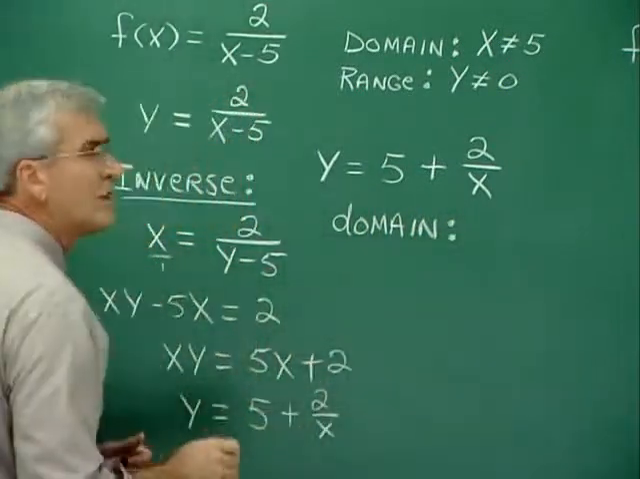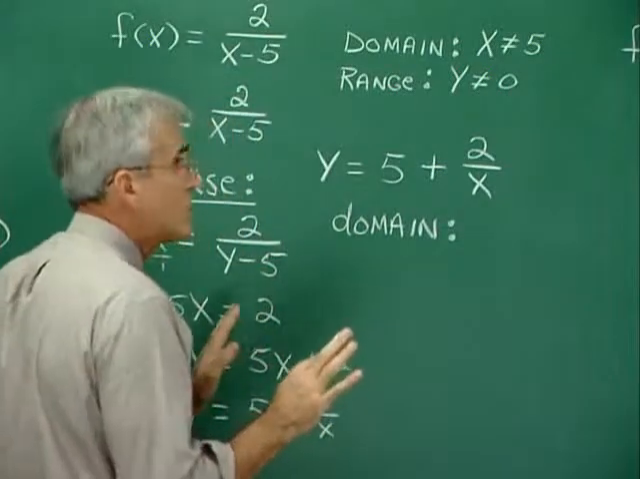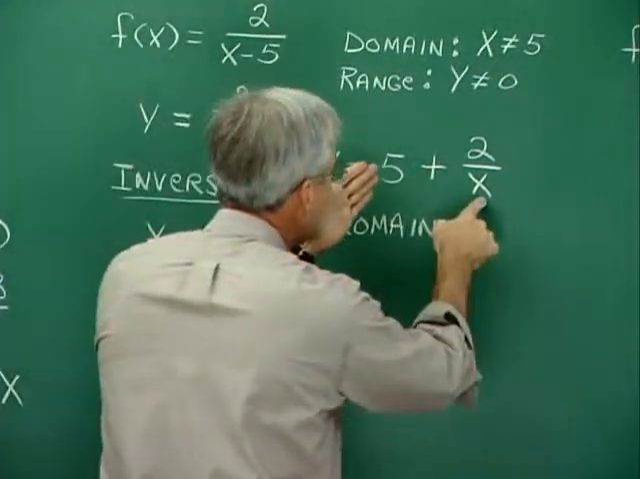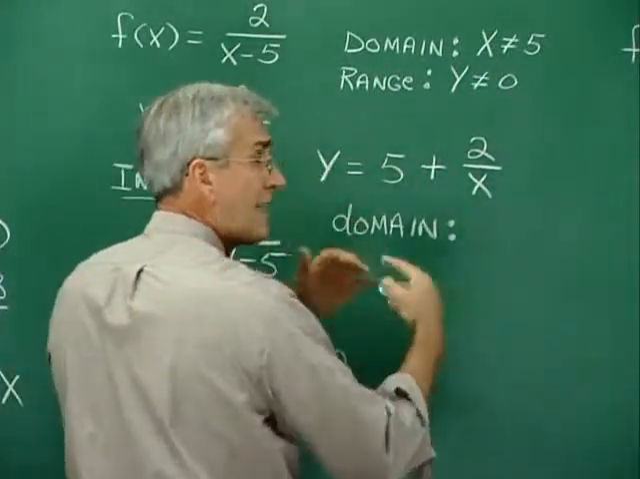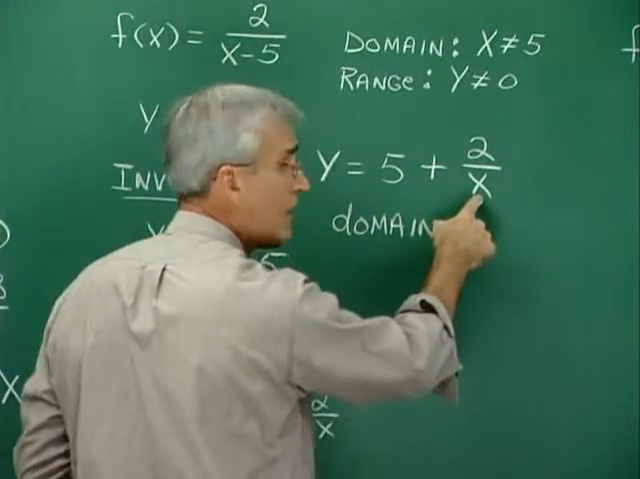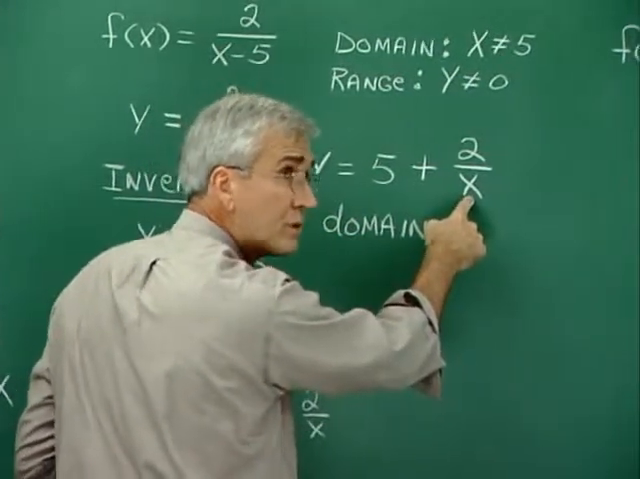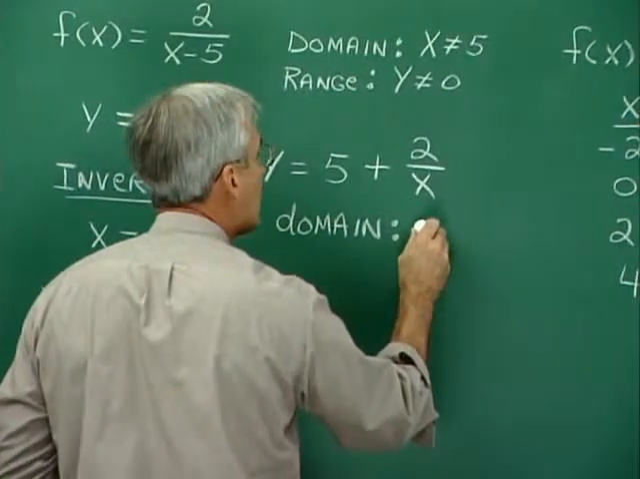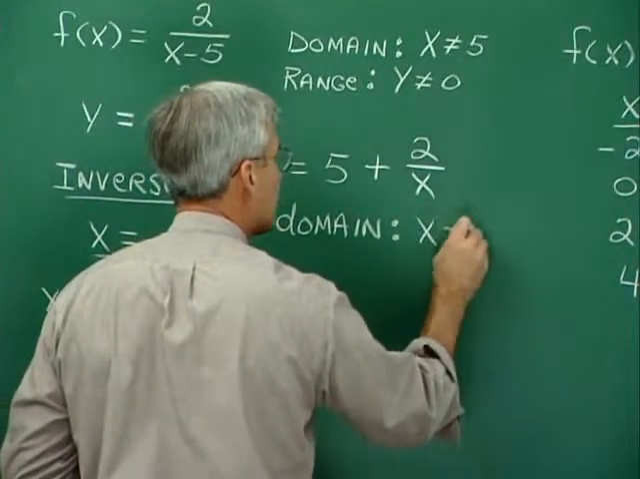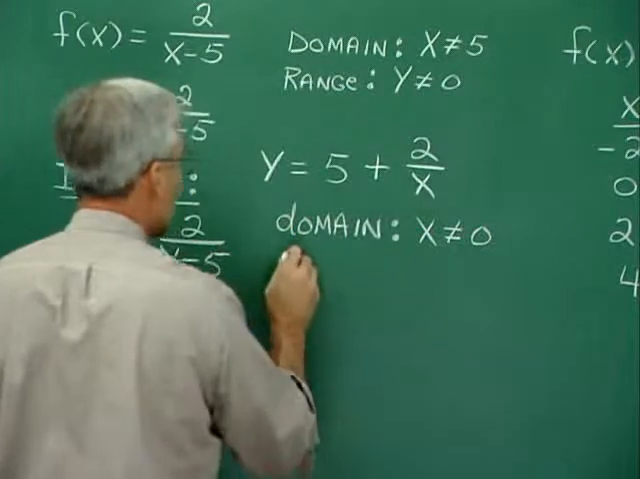All right, let's see, the domain, the acceptable replacements for x. Well, we can replace x with any value in the world except for that value which will cause the denominator to become 0, and that value would be 0 itself. So the domain would be all real numbers except 0, or we could simply say that x is not equal to 0.